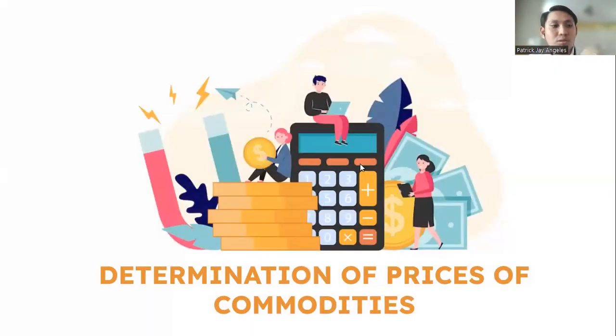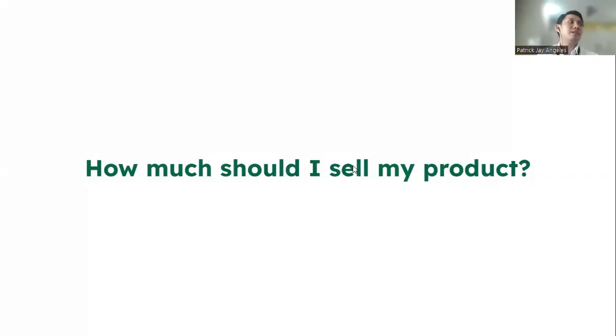Now, let's talk about how do we determine the prices of commodities, right? So about the determination of prices of commodities. Now, the million dollar question is that how much should I sell my product? Okay? If you are a supplier, how would you know that this is the right price for my product? Or basically, when analyzing the demand and supply, what I always tell you is that we have to learn how the market works. And we have to know what are the agreeable prices in the market itself.